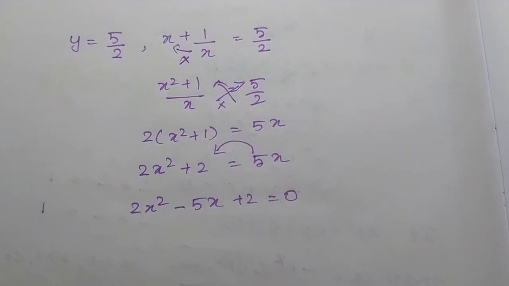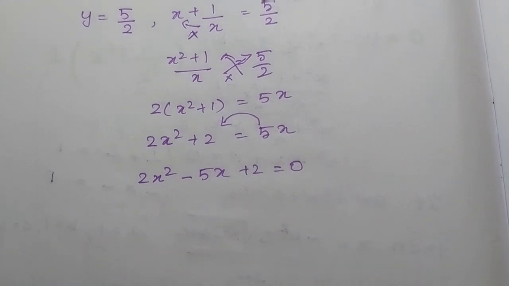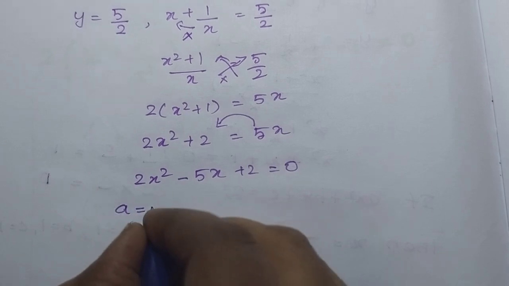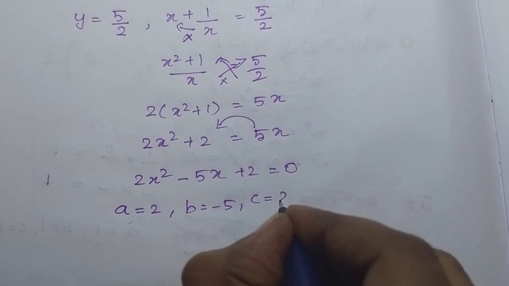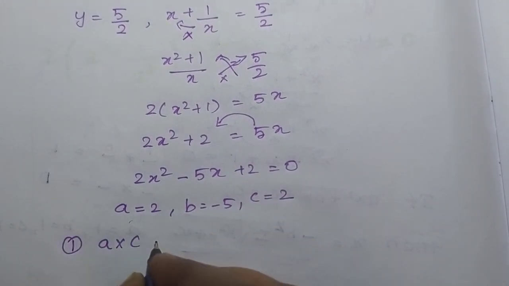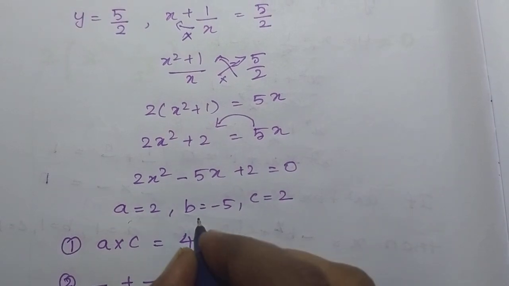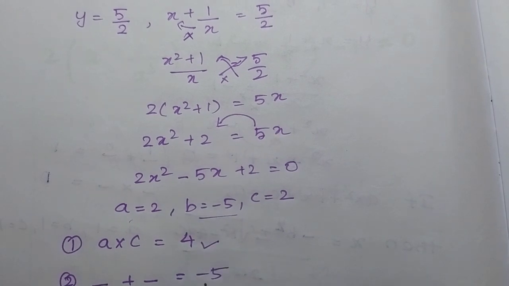Let's check whether this can be solved by the normal factorization method, or whether we have to solve it by the formula method. Okay. Let's check first. For that, I am going to write the value of a is 2, b is minus 5 and c is 2. What is the first step? The first step is to multiply a and c, therefore I will get 4. The second step is to take two values: if I add them, I will get the b value, and if I multiply them, I will get this multiplication value.